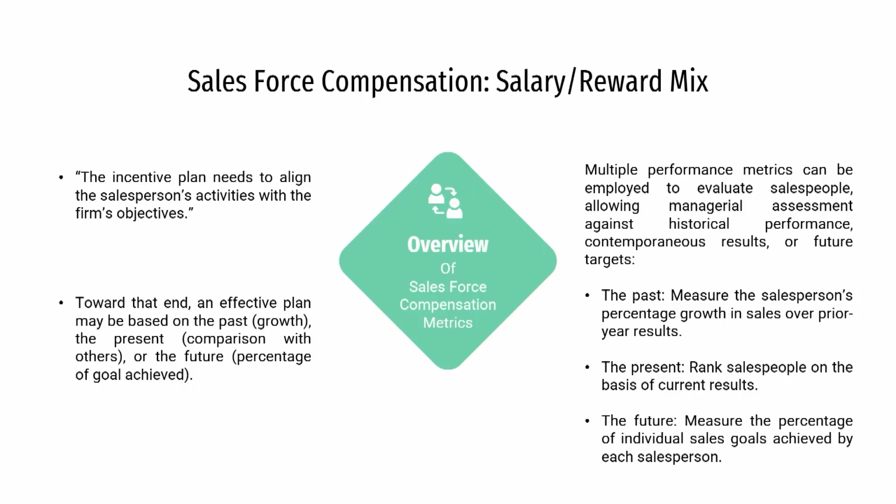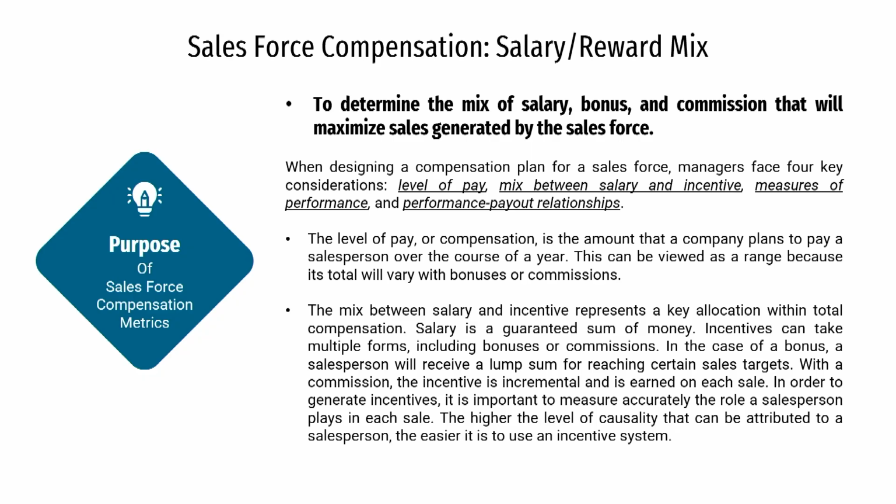It can be in comparison to the present, that is, we will rank the salespeople on the basis of the current results, and probably the sales target will be set at the performance of an average person. It can be from the dimension of the future. It measures the percentage of the individual sales goal achieved by each of these salespeople. So, we will first look at the target of the organization, then the target of the team, and how the target of the team can be divided equivalently among various salespersons. Let's look at the purpose of the Salesforce compensation metrics.